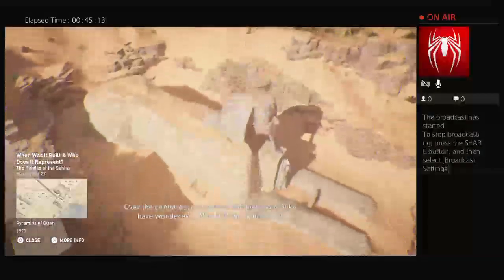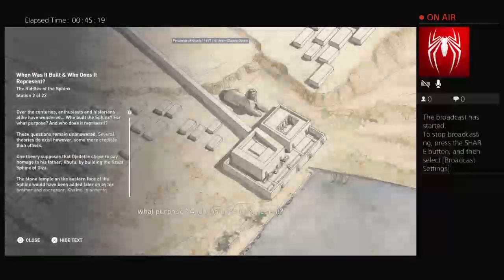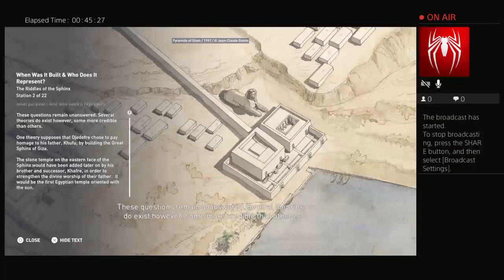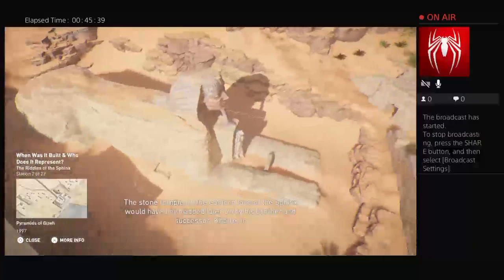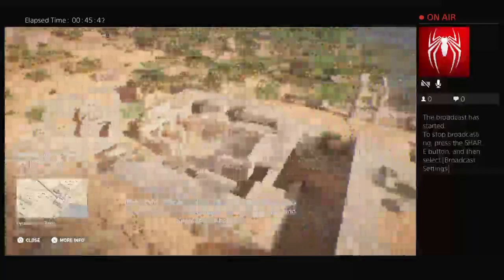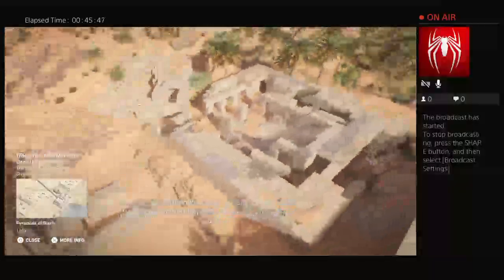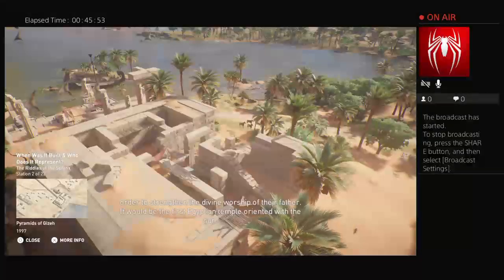Over the centuries, enthusiasts and historians alike have wondered, who built the Sphinx? For what purpose? And who does it represent? These questions remain unanswered. Several theories do exist, however, some more credible than others. One theory supposes that Djedefre chose to pay homage to his father Khufu by building the Great Sphinx of Giza. The stone temple on the eastern face of the Sphinx would have been added later on by his brother and successor, Khafre, in order to strengthen the divine worship of their father. It would be the first Egyptian temple oriented with the sun.